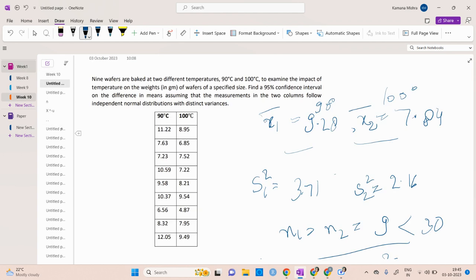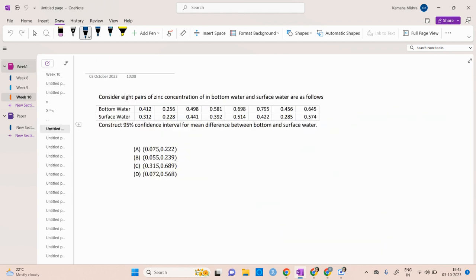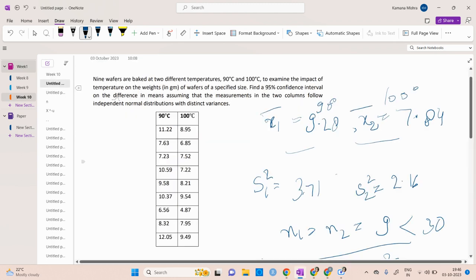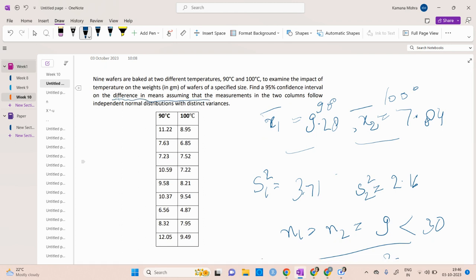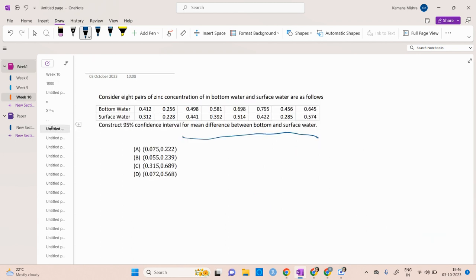Okay, yeah, sorry. I'm so sorry for the confusion. This question is a little bit different. So this is the mean difference between bottom and surface water, and the previous question was difference in means, right? So difference in means means x1 bar minus x2 bar. And in this question, you have the mean difference. That means you need to find the difference firstly.